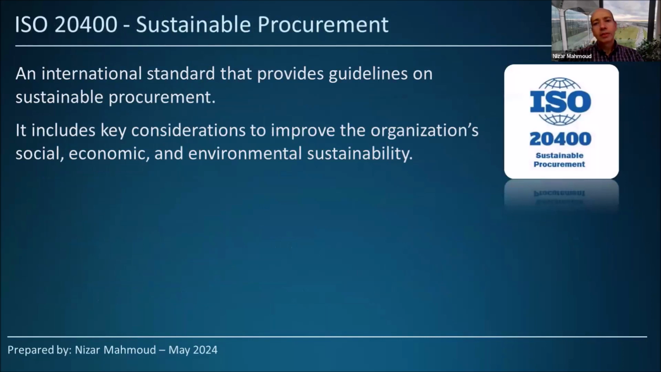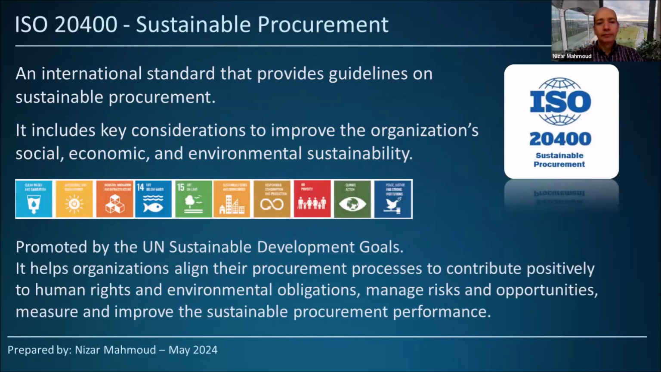I mentioned earlier the ISO 20400. This is dedicated to sustainable procurement. This is an international standard providing guidelines for sustainable procurement. It contains key considerations to improve the organization's social, economic, and environmental sustainability. This is, of course, promoted by the UN Sustainable Development Goals and helps organizations align their procurement process and contribute positively to human rights, environmental obligations, and managing risks and opportunities.